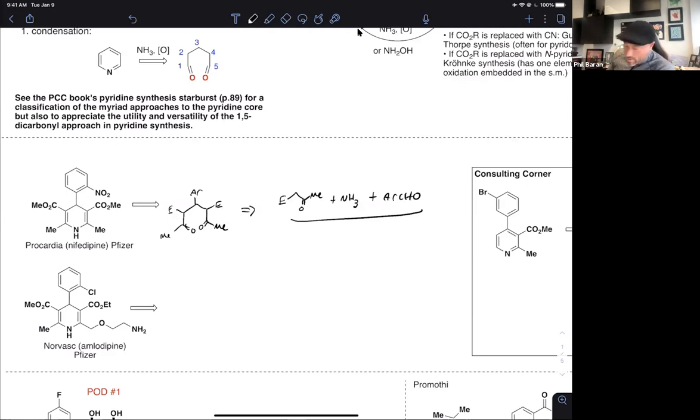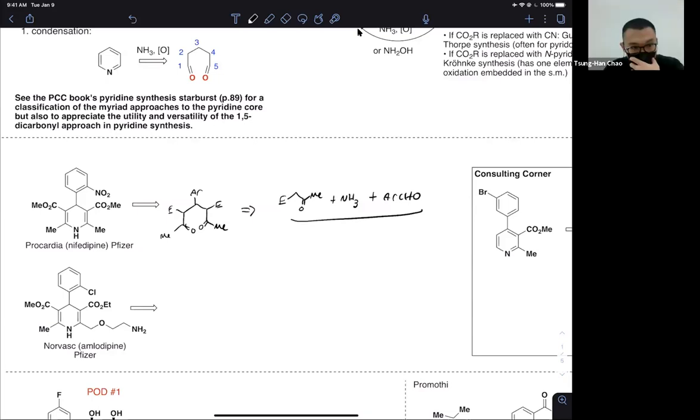How about this bottom one, Sunghan? Can we use the same logic here too? Yeah, I think we can also first go from the 1,5-dicarbonyl.